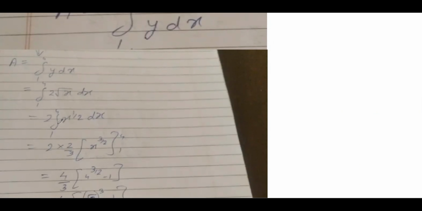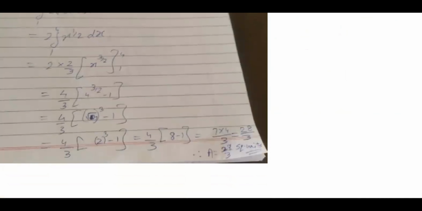Then 2 you have taken out. Then integration of root x is x to the power of 3 by 2 upon 3 by 2. So this you have taken above, that is 2 by 3 you did. Correct. Now here again upper limit and then lower limit. So you have substituted the value of x as 4 to the power of this. Now this is square root of this, correct? So 4 is 2 cube, that is 8 minus 1, then 7 times 4 is 28, 28 by 3 square units. Perfect. This is the correct answer.